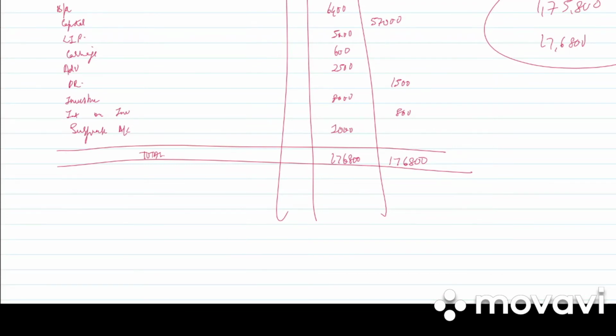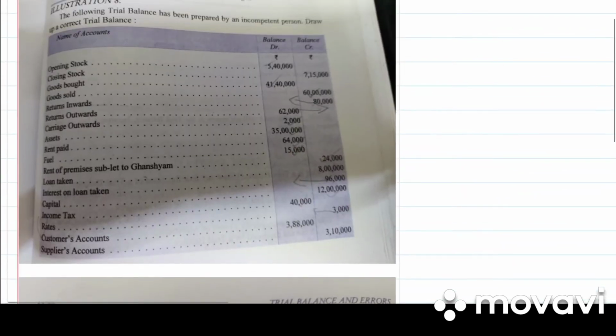Clear? So even after redrafting the trial balance, sometimes you may have a difference. That difference is transferred temporarily to an account which is known as suspense account. Clear? Let us take down one more illustration, that is illustration 8. The following trial balance has been prepared by an incompetent person. Draw up a correct trial balance.